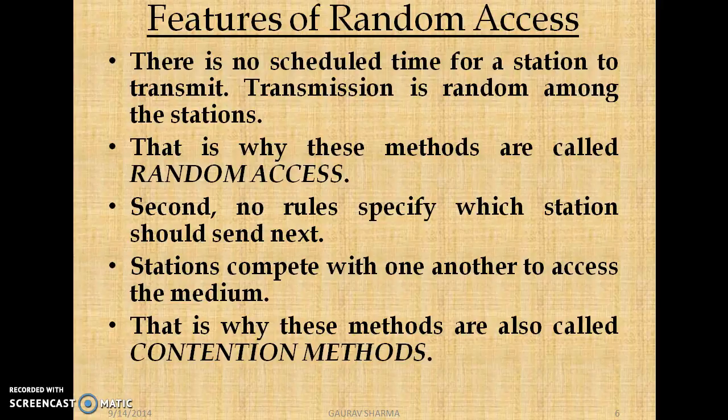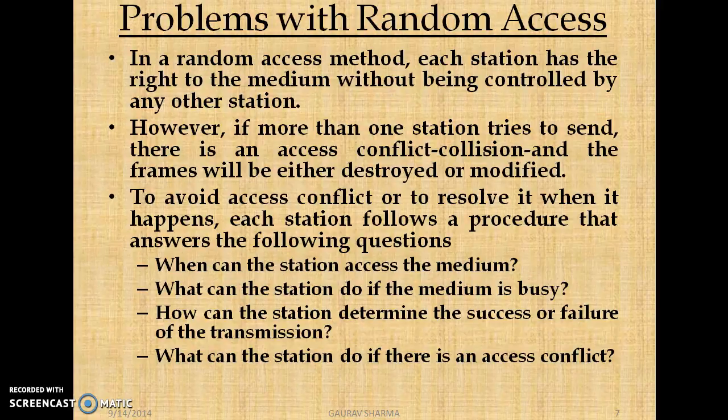Features of random access protocols are, first, there is no scheduled time for a station to transmit. Transmission is random. That's why these are called random access protocols. And secondly, no rule specifies which station should go next to transmit. Stations fight with each other, compete among each other to access the channel to transmit the data. That is why these are also called contention methods.